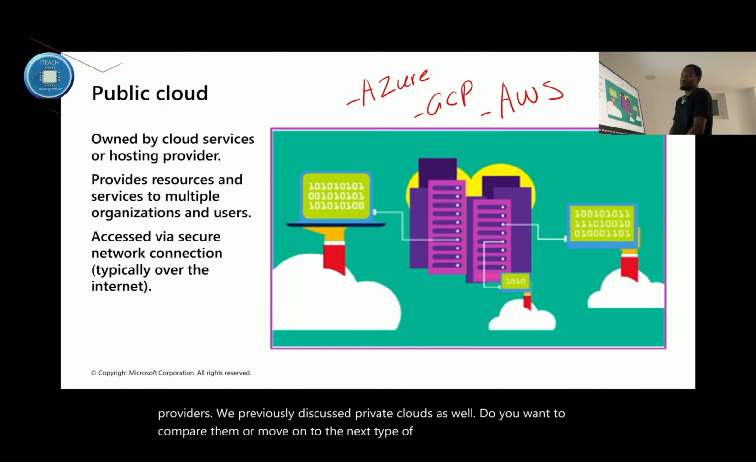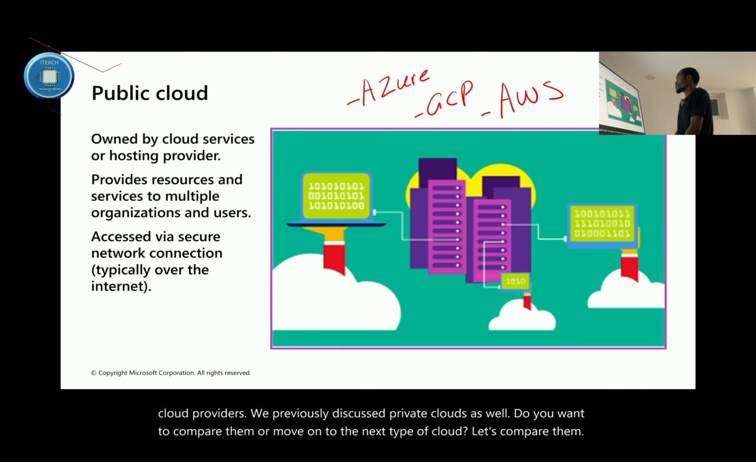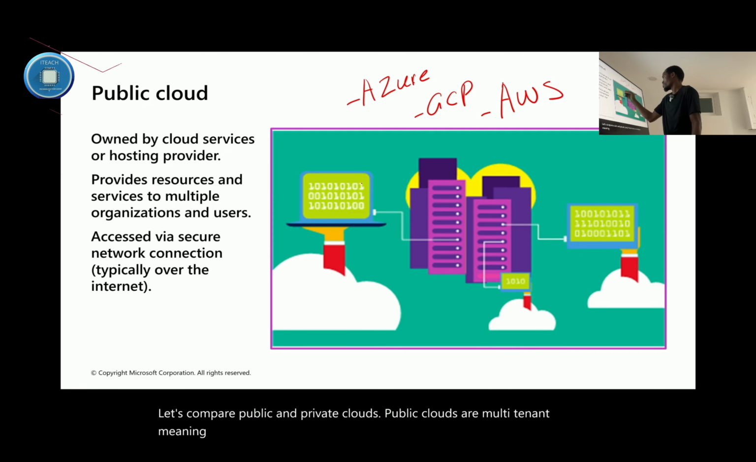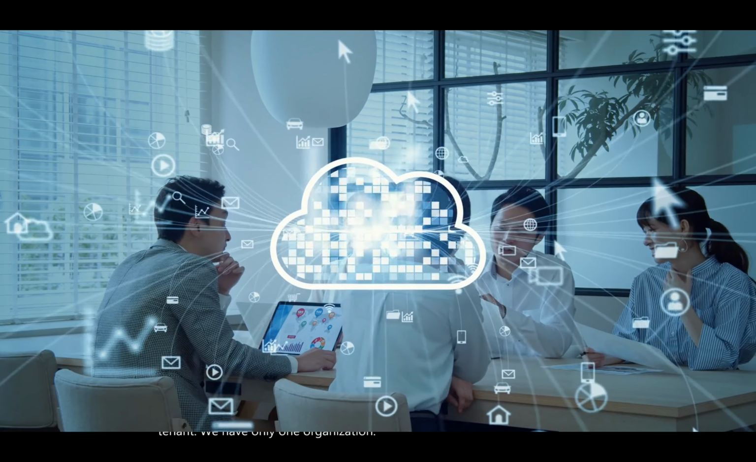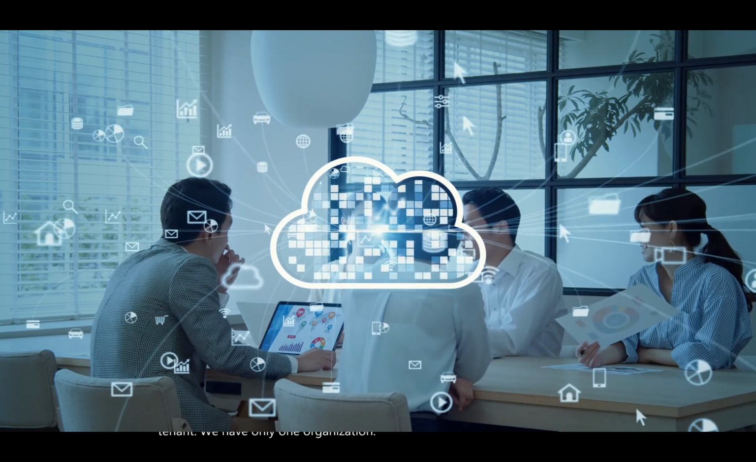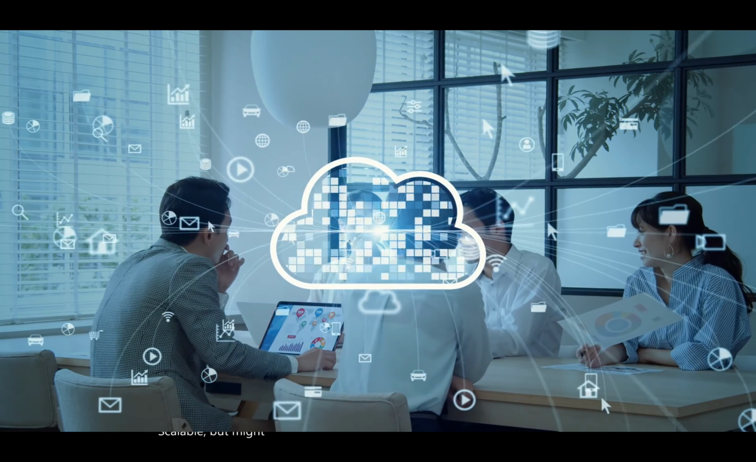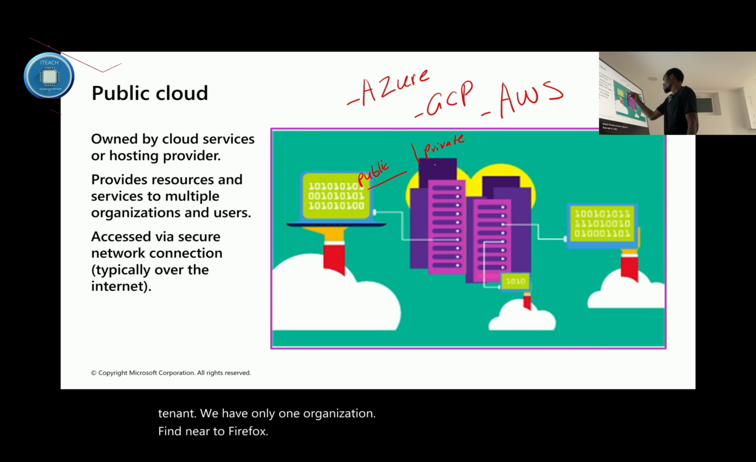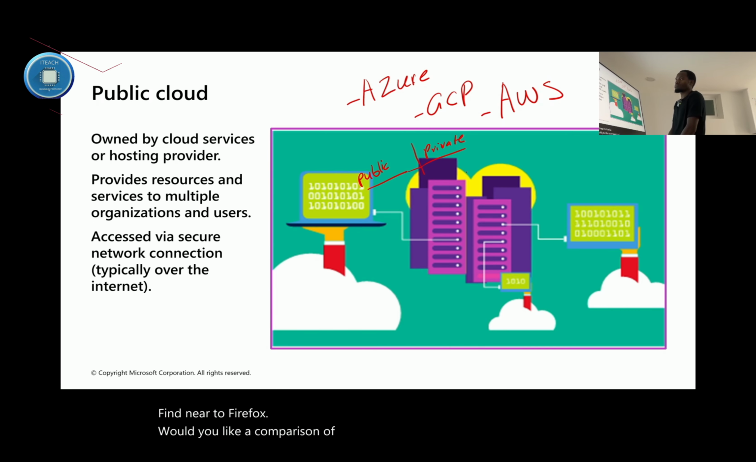Let's compare them. Let's compare public and private clouds. Public clouds are multi-tenant, meaning many users share the infrastructure, while private clouds are single-tenant, meaning only one organization uses the resources. Public clouds are generally more cost-effective and scalable, but might have less control over security and compliance compared to private clouds. Private clouds offer higher levels of control and customization, but they can be more expensive to maintain. Would you like a comparison of any specific aspect?